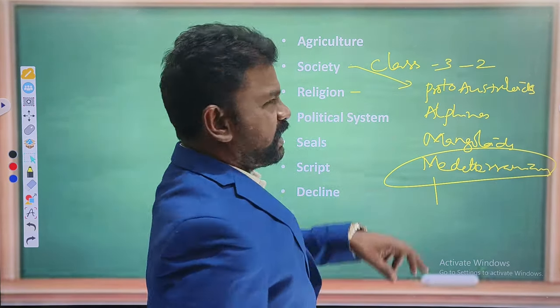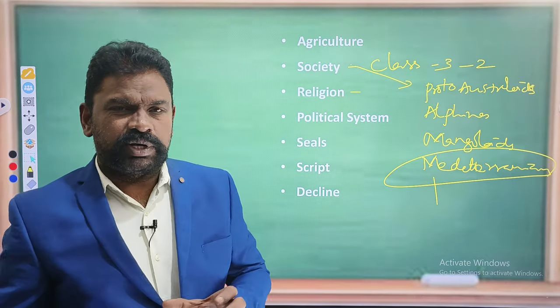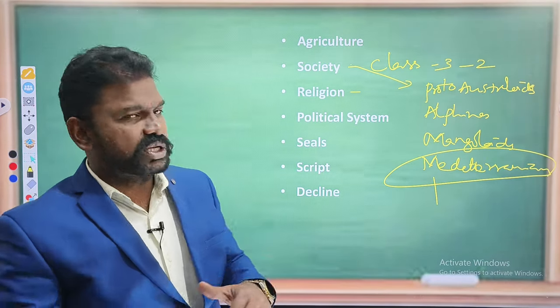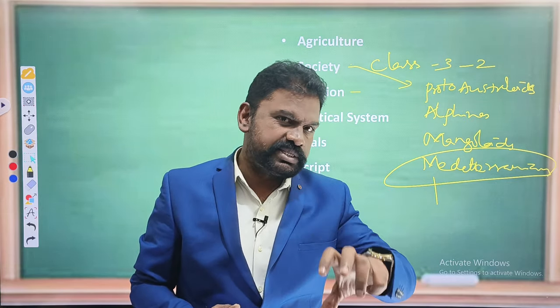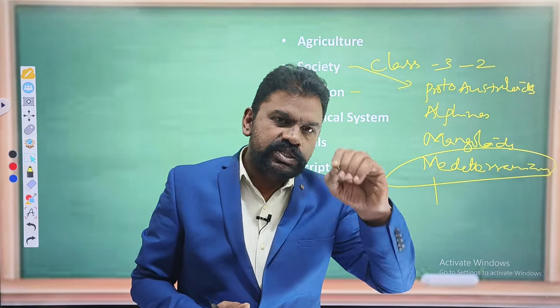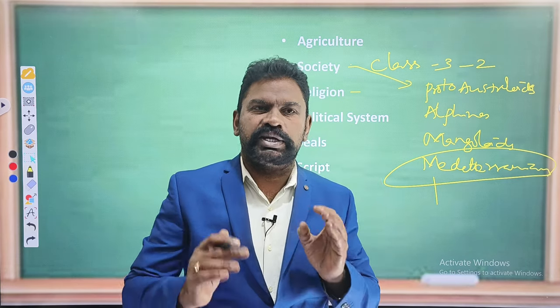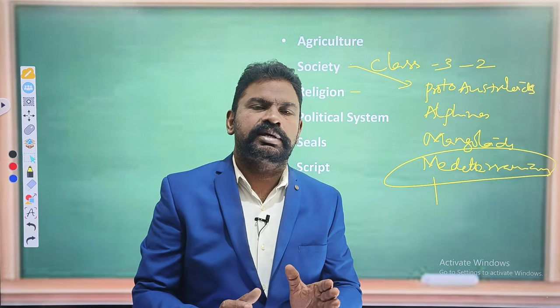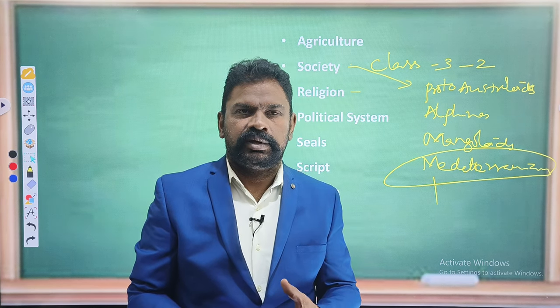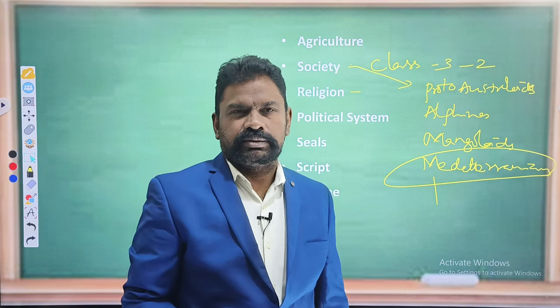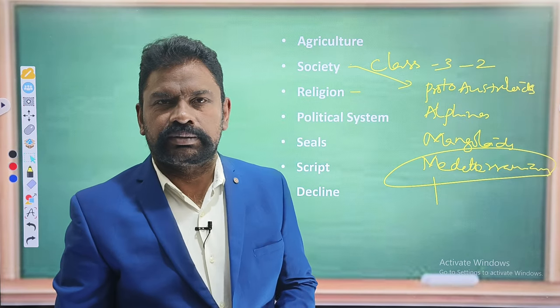In the society, Sir John Marshall said that it was a matriarchal society. Mother goddess figures were found in many places of the Indus Valley Civilization. That's why it is called a mother dominated society, a matriarchal society.